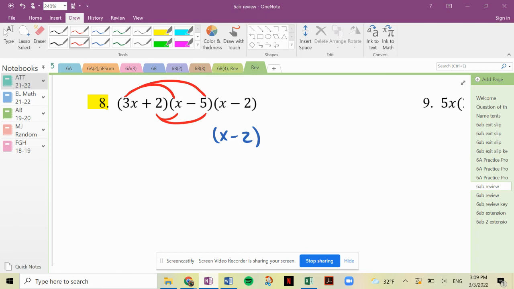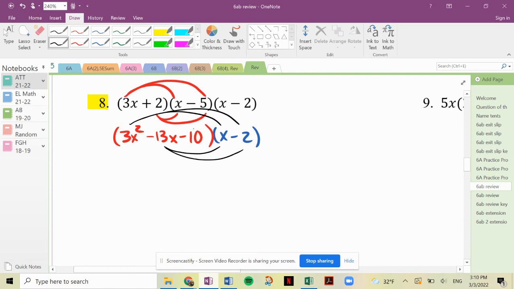Now notice this is all connected with multiplication, so whatever I get, I will have to multiply by x minus 2. If we go ahead and do that multiplication, we get 3x squared minus 15x and plus 2x gives me a negative 13x in the middle and a negative 10. Now I do need to do 6 more multiplications, right? 3x squared needs to get multiplied by x and negative 2. Same thing with the negative 13x. Same thing with the negative 10.